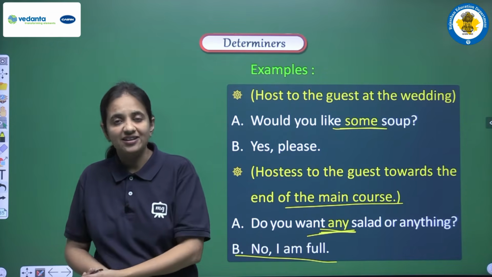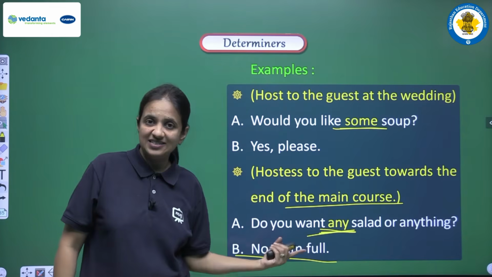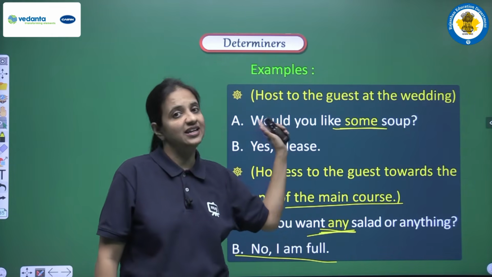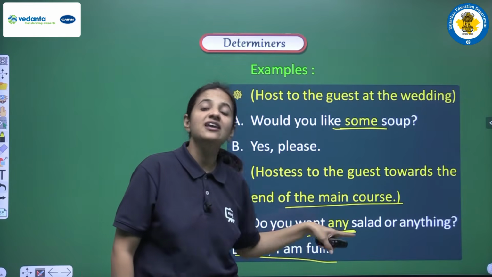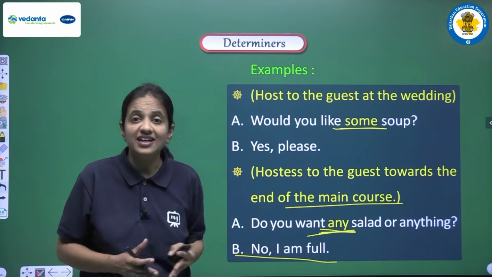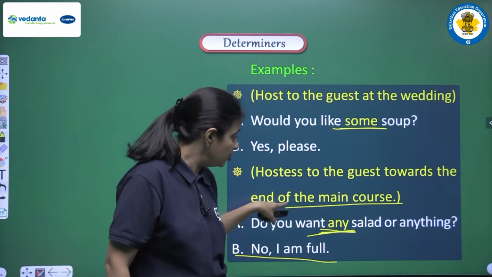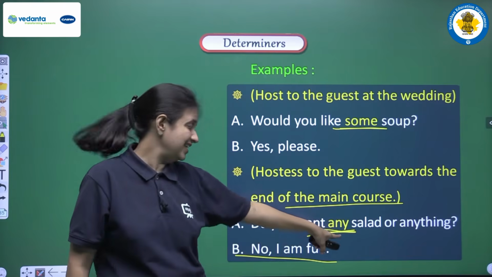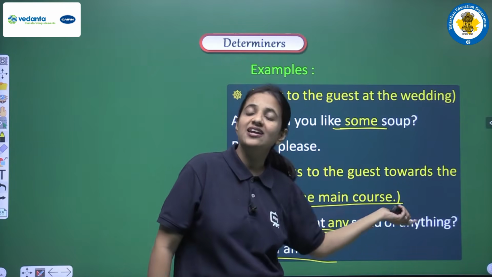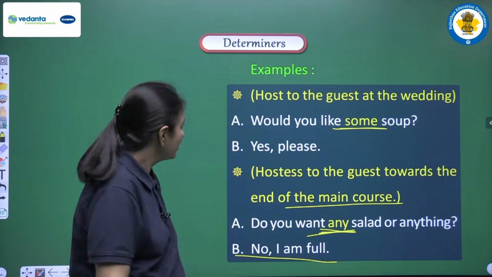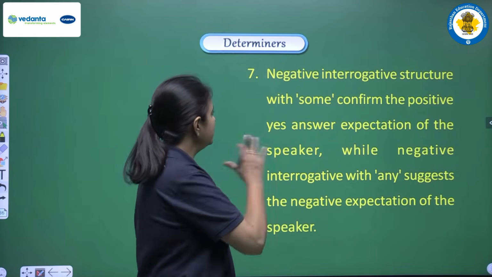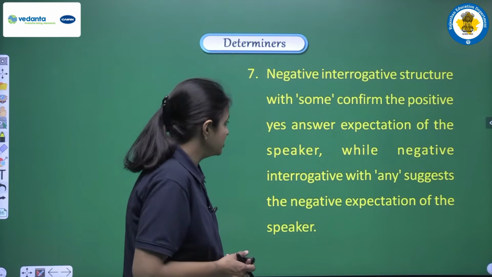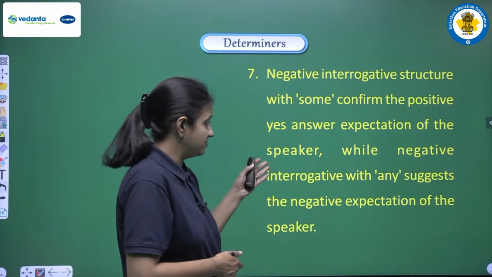So according to that, here we are having the sentences. In one sentence we are having some, because here the speaker was expecting the answer yes, and here we are having any, because here the speaker was expecting the answer no, because she knew that the main course was about to end, and at that time she is asking, "Do you want any salad or anything?"